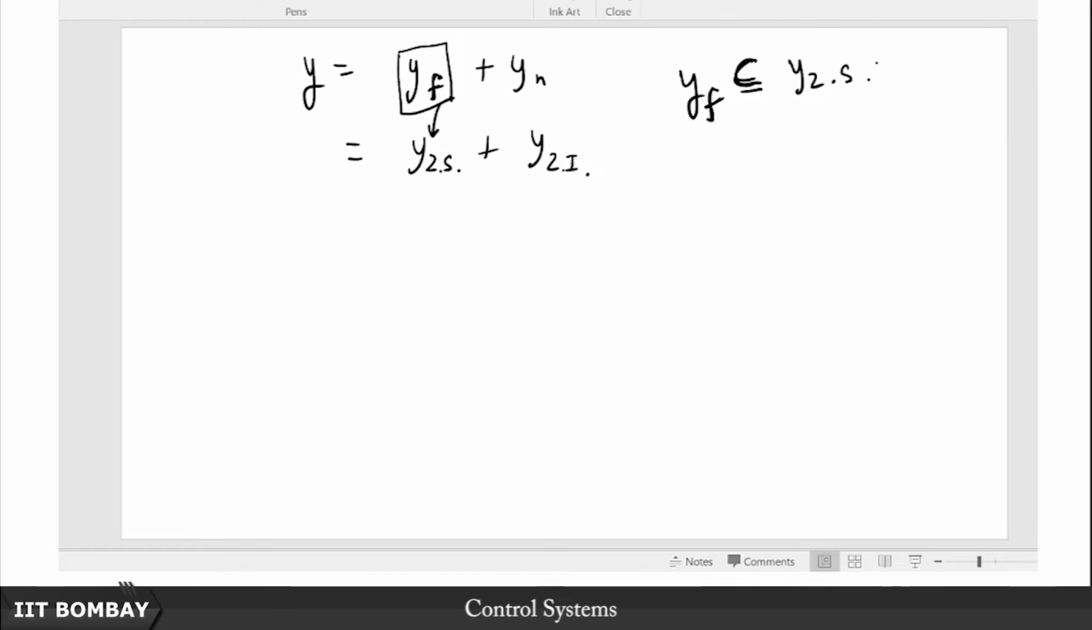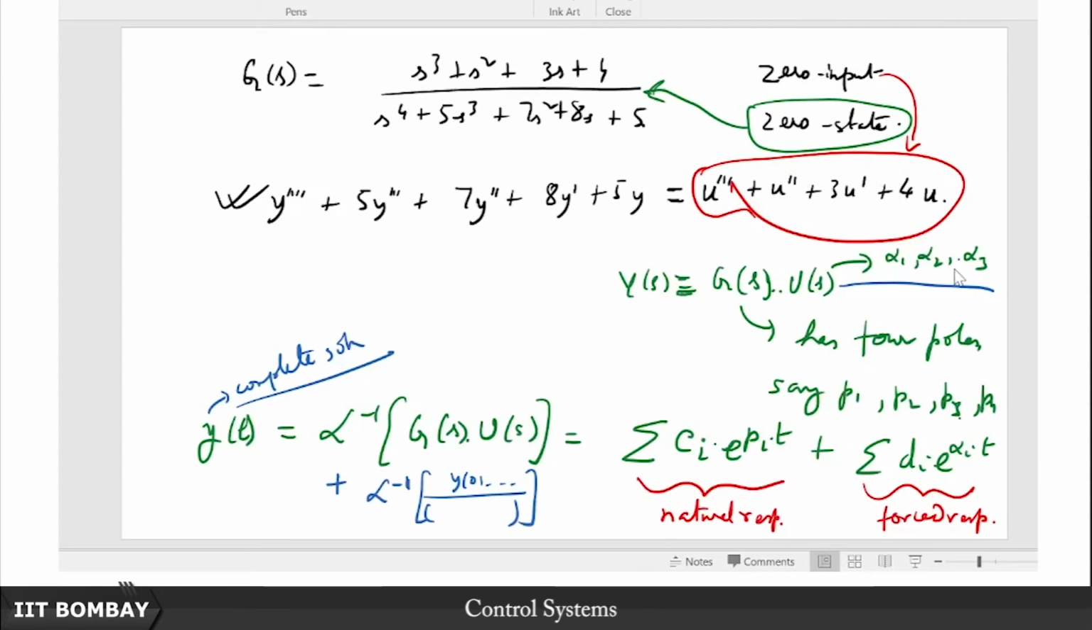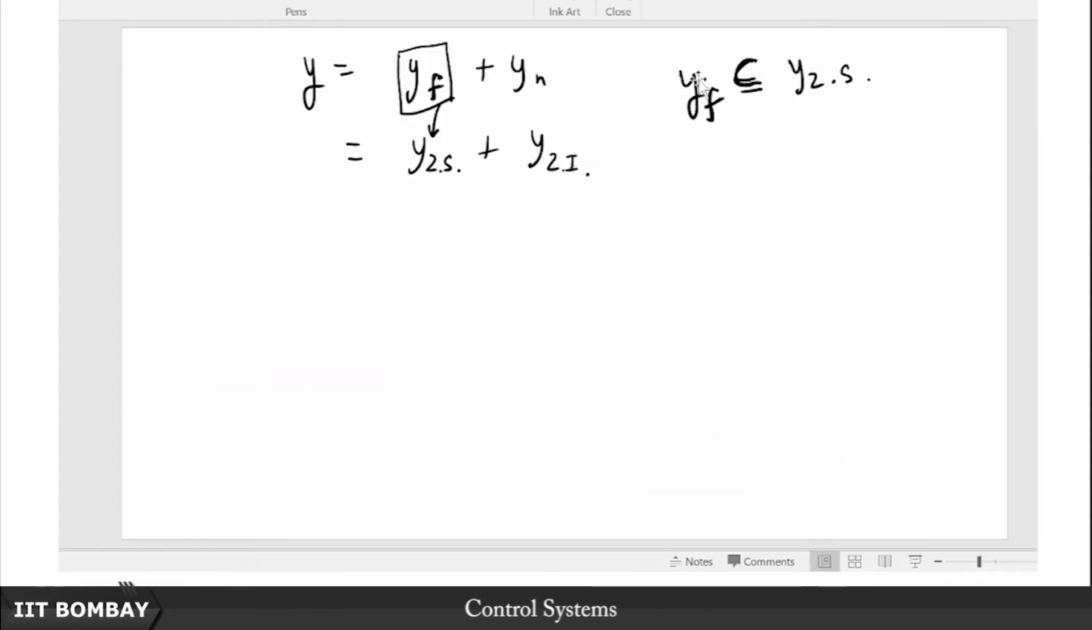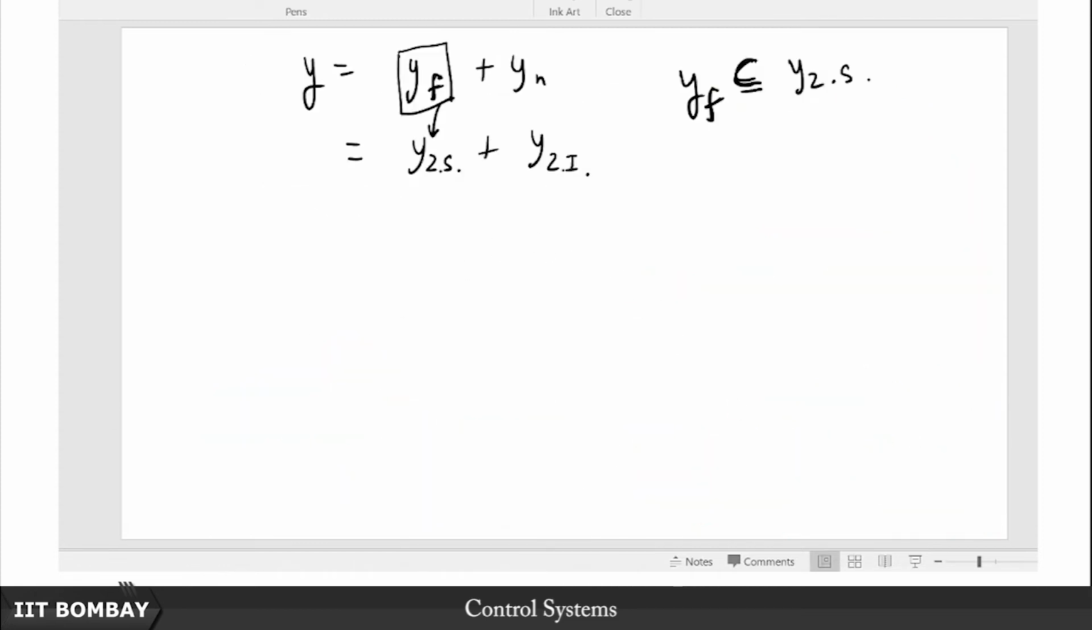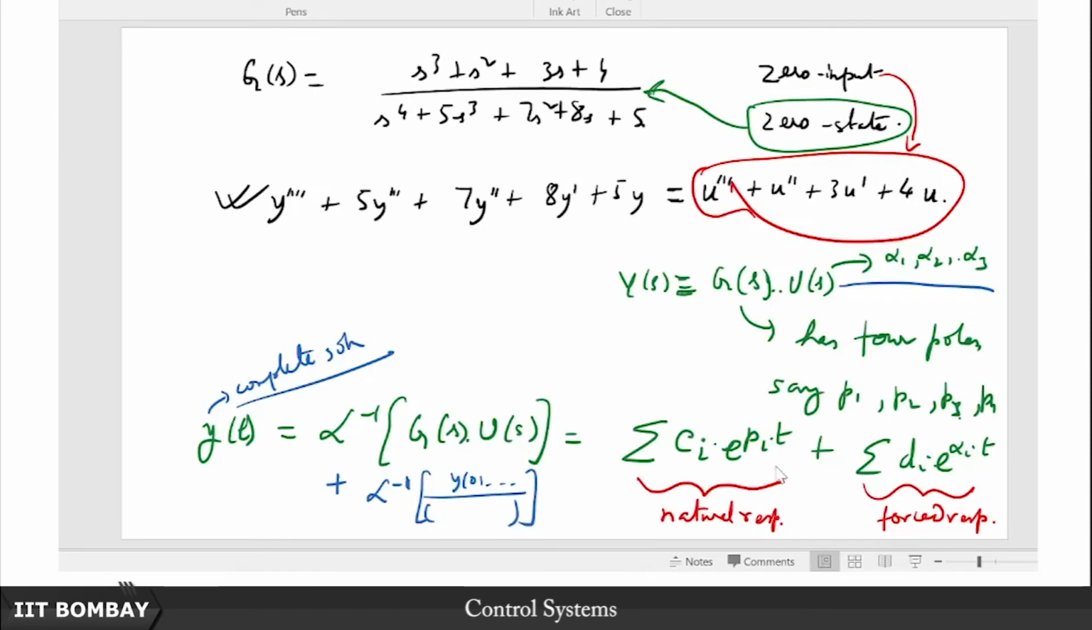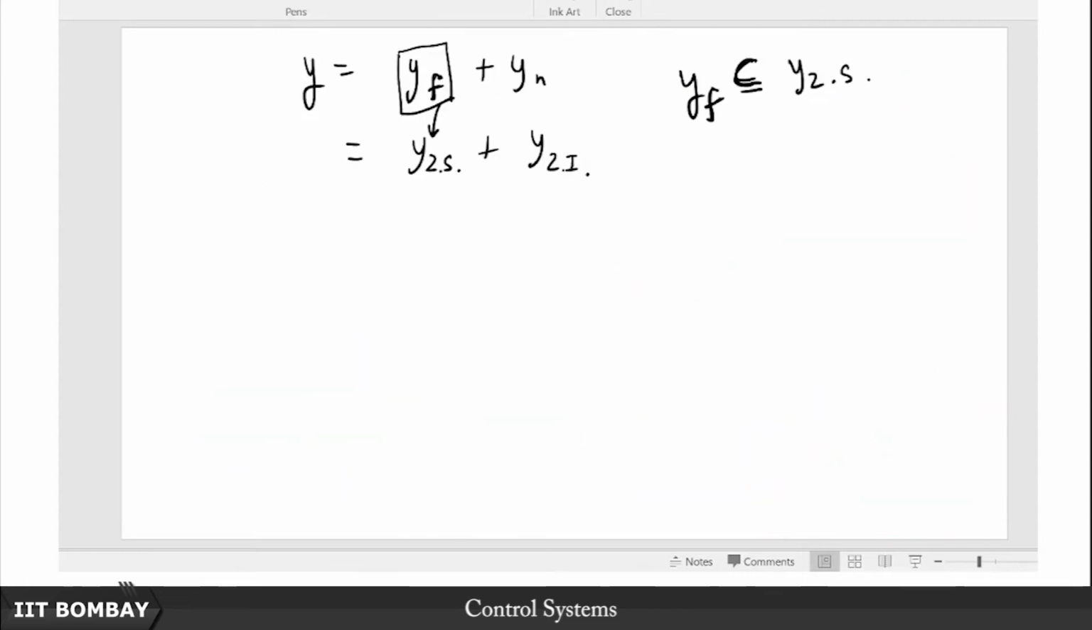So only those parts of the zero state response which are exclusively due to the modes of the input, that is the alphas, they will qualify as y f. On the other hand, y natural only contains the response due to the modes of the system, that is the p_i's, the natural response. But some part of the zero state also contains, remember, even if you have zeroed out all the states, if you are just exciting the system by the input, some part of the response will also contain these p_i's.